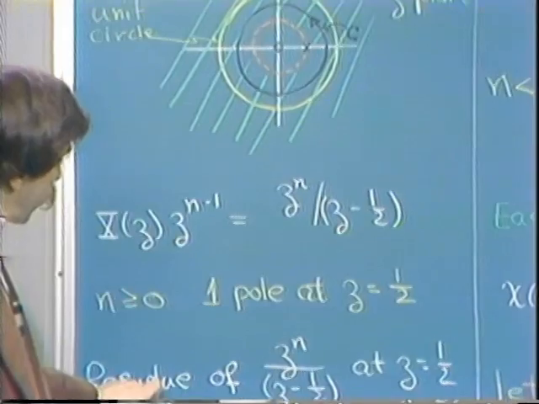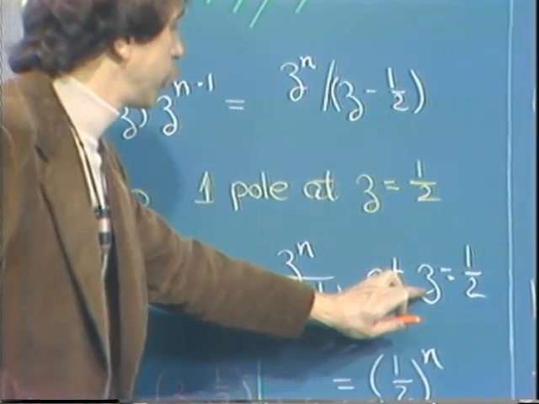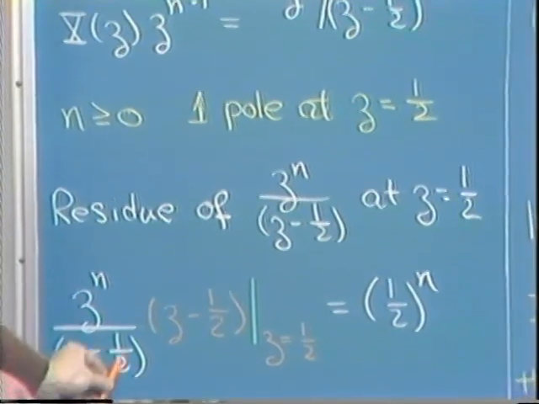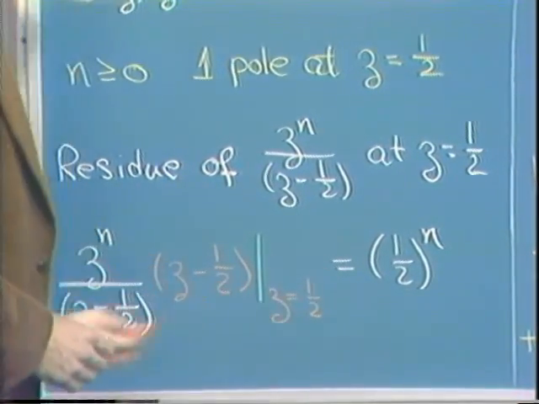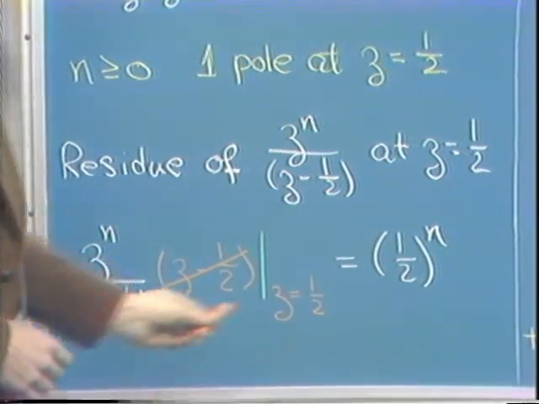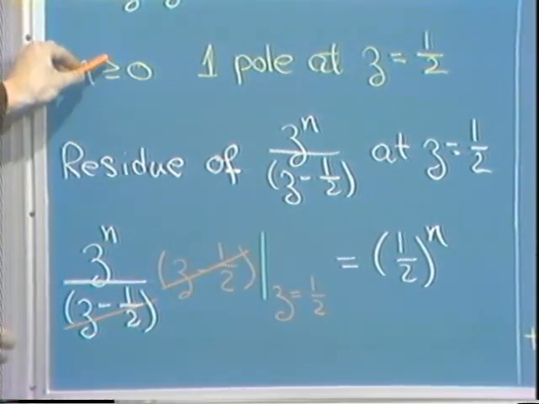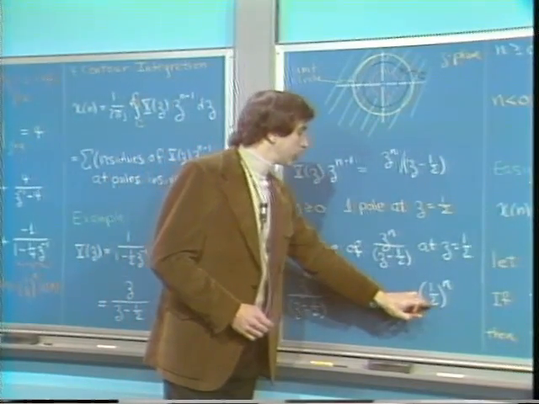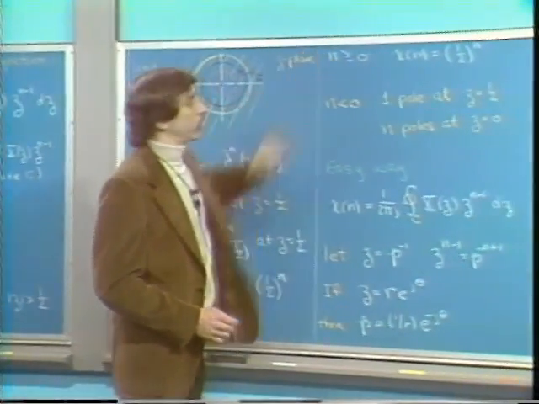So we want to compute the residue, then, of X(z) times z^(n-1) at z equals a half. So that's z^n over (z minus a half) multiplied by (z minus a half), evaluated at z equals a half. These two cancel out. And we end up with simply (1/2)^n. So for n greater than or equal to 0, the sequence x[n] is just (1/2)^n. So that's part of the result.